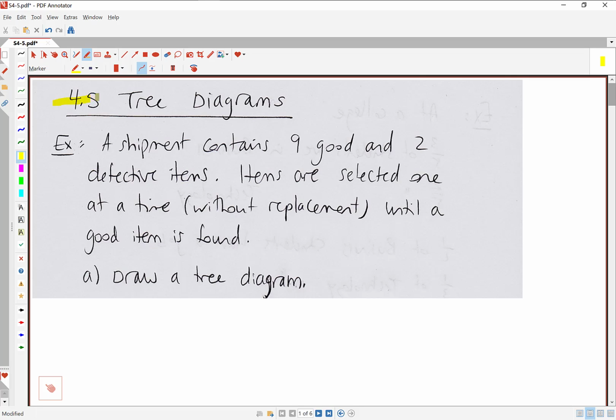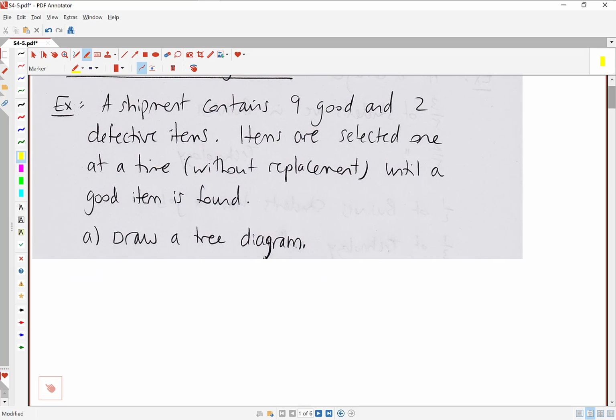In this video, we're going to look at a technique called tree diagrams. Let's jump into our first example. A shipment contains 9 good and 2 defective items. Items are selected one at a time without replacement until a good item is found. First thing we're going to do is draw a tree diagram.